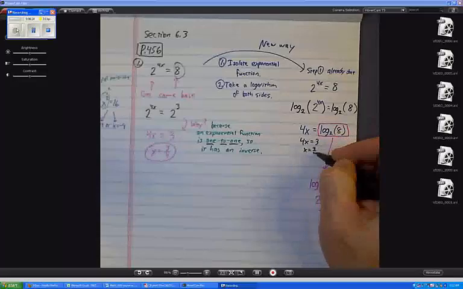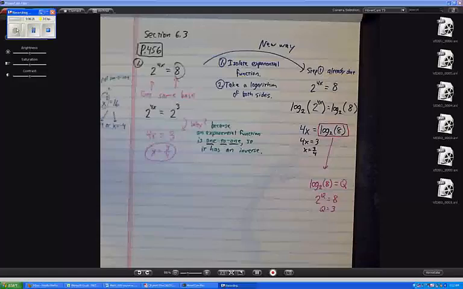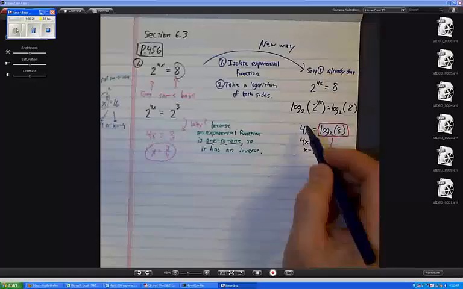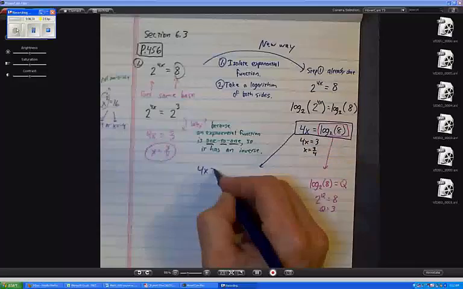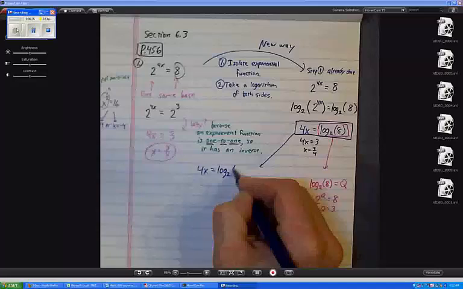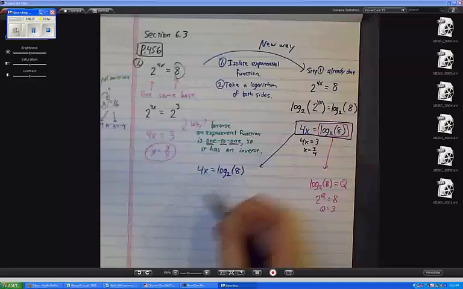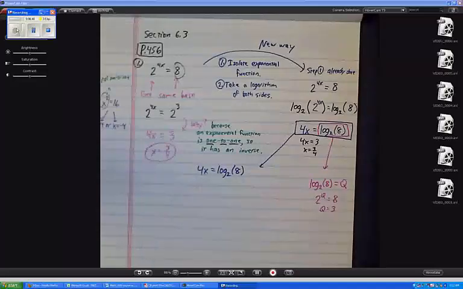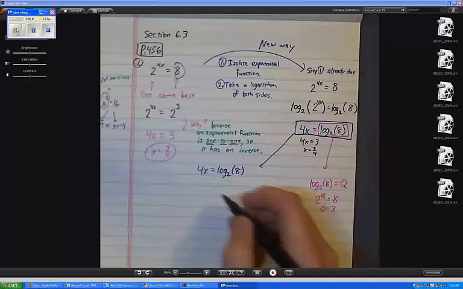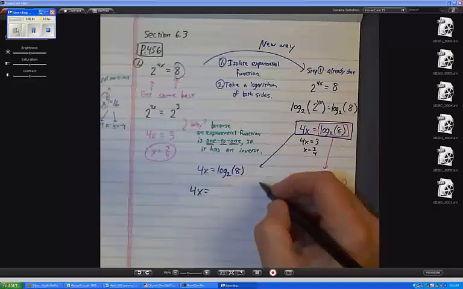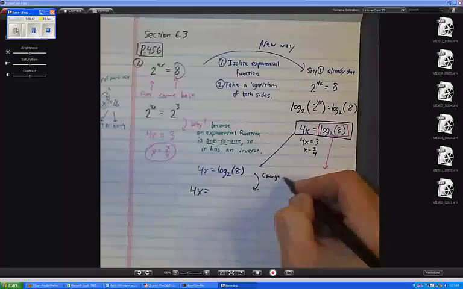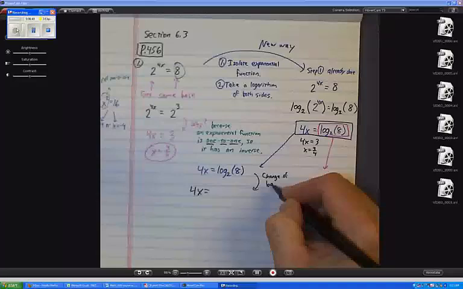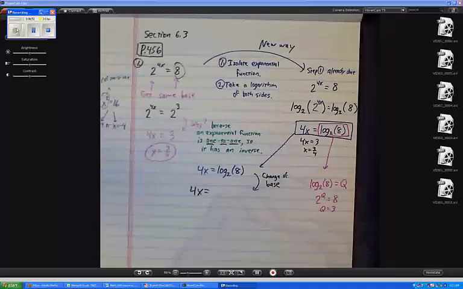That seems kind of lame. Let me show you one more thing you can do. When I have 4x equals the log base 2 of 8, there is a formula that we learned last time, which can help me, for example, to do it on the calculator. It's called change of base. And so if I have the log base 2 of 8, you could change the base to whatever you want.